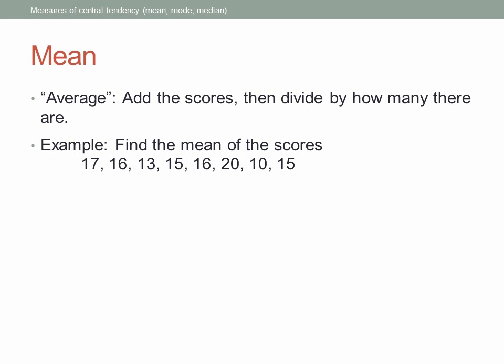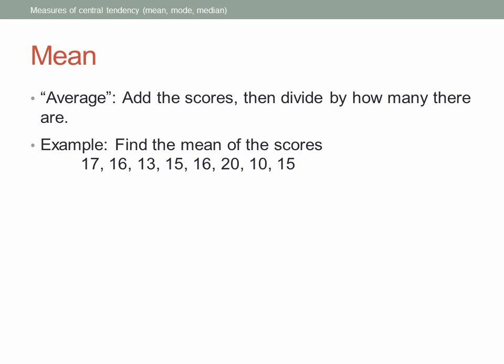There are three measures of central tendency, three numbers we use to describe what is a typical data value: the mean, the mode, and the median. First, the mean. The mean is what most people call the average. You add up all the scores and then divide by how many scores there are.